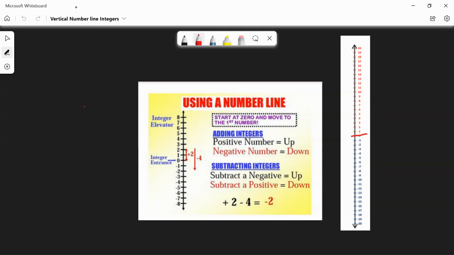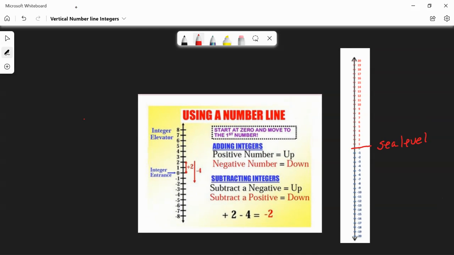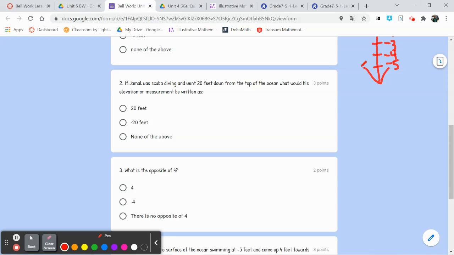Right here. Sea level at 0. And he says he's 20 feet below sea level. 20 feet below sea level. All right. So the word below means down. So you got to think, what would that be, a positive or a negative 20? And I think you can do that. So answer that question.